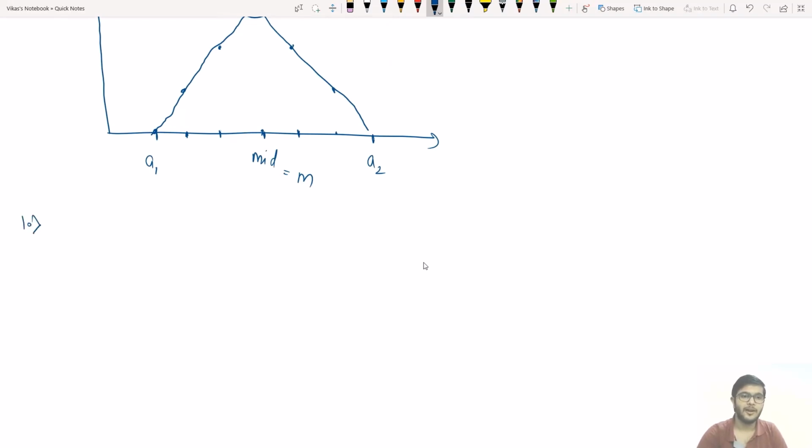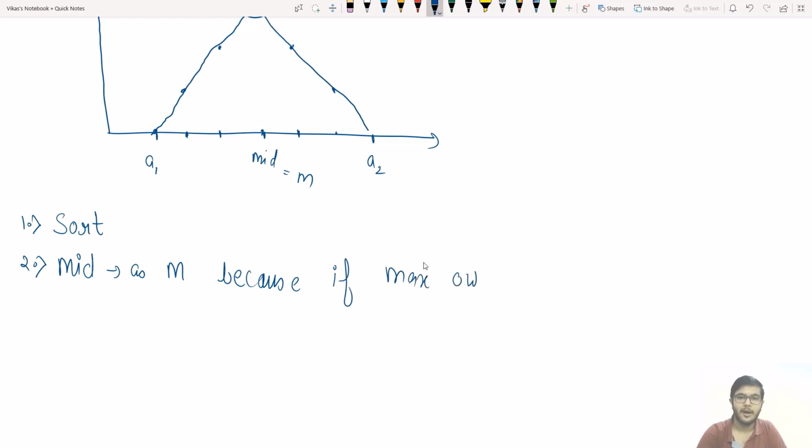So let's write the algo. Firstly, we are just going to sort the array. Second, we are going to take mid as m, because it maximizes our minimum values. And we are going to take adjacent elements in the array and calculate the mid.